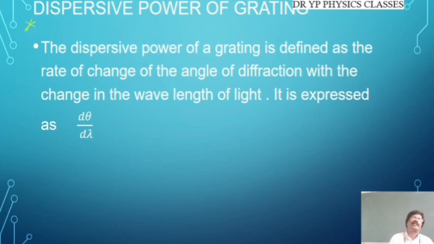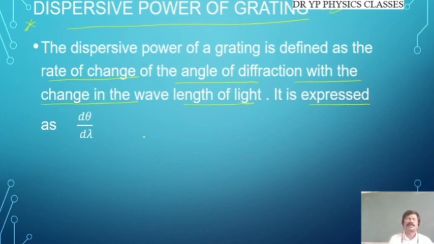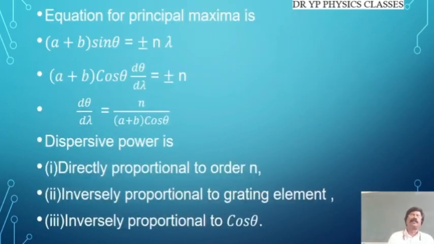Now let us define another important quantity, what is called the dispersive power of the grating. This is also important from the point of view of the examination. It is a 2 marks question. Define dispersive power of grating. Dispersive power of a grating is defined as the rate of change of angle of diffraction with the change in the wavelength of light. It is expressed as d theta by d lambda.